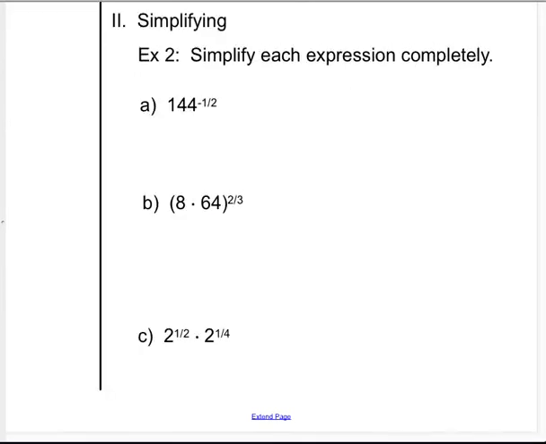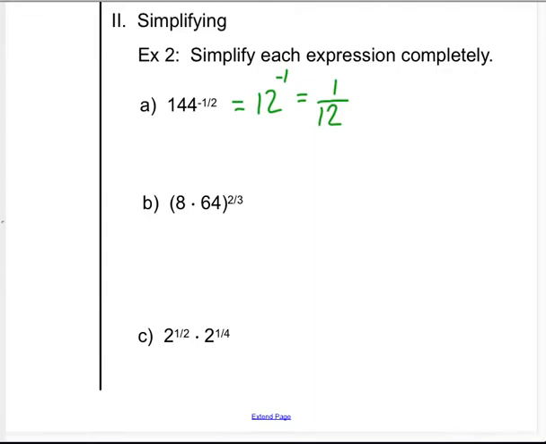All right, looking at some more simplifying, a little bit more complicated than we saw on the first page. So I've got 144 to the negative 1/2 power. Well, we just saw that the 1/2 power is the square root. So I'm going to take the square root of 144, which is 12, and then I didn't do anything with the negative, so it's still to the negative 1st power. Remember, whenever you see a negative exponent, it means move it to the denominator if it's in the numerator, or move it to the numerator if it's in the denominator. So I end up with 1 over 12 to the 1st, or 1 over 12.